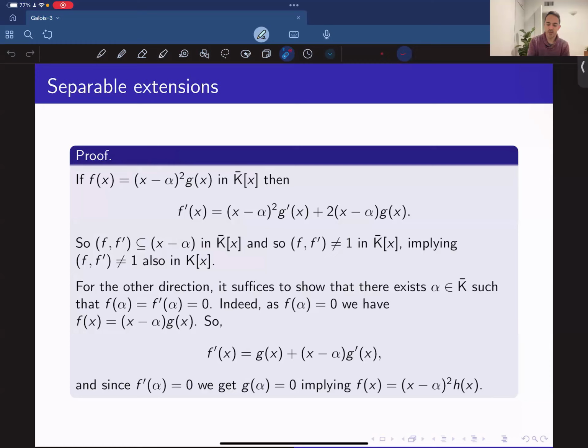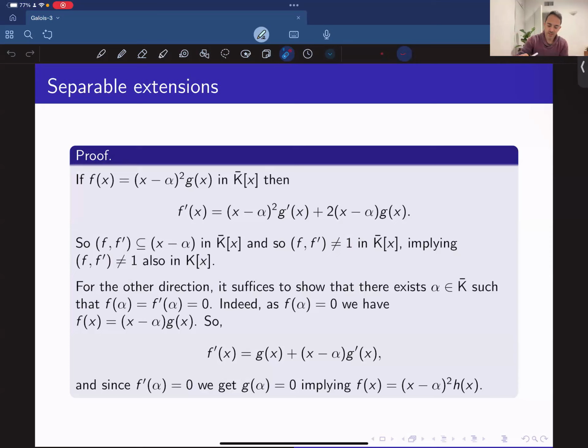So in that ring, they don't generate the entire ring. And this actually also implies that they don't generate everything in k of x. Even though everything we did is in k bar, the fact that they do not generate everything here also implies they do not generate everything there. That's an exercise. Okay, so that's a proof sketch.